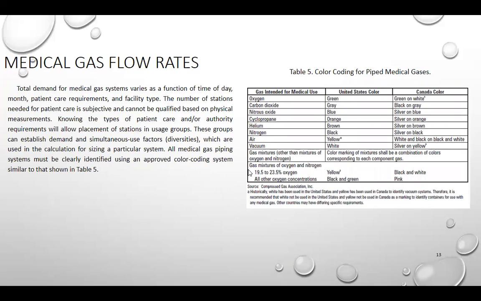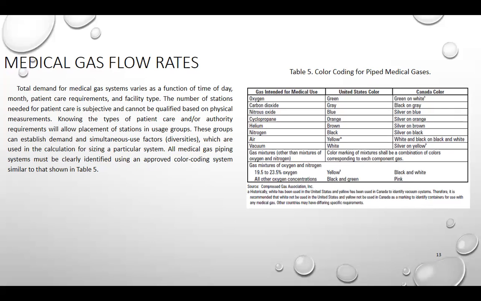Now, the total demand for a medical gas system varies as a function of time of day, month, patient care requirement, and facility type. The number of stations needed for patient care is subjective and cannot be quantified based on physical measurement. Knowing the types of patient care and/or authority requirements will allow placement of stations and usage groups. These groups can establish demand and simultaneous factor diversities, which are used in the calculation for sizing a particular system.